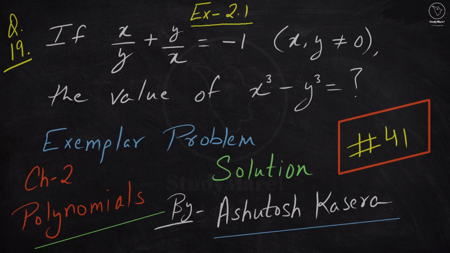If x upon y plus y upon x is equal to minus 1, given x and y are not equal to 0, what is the value of x cube minus y cube?